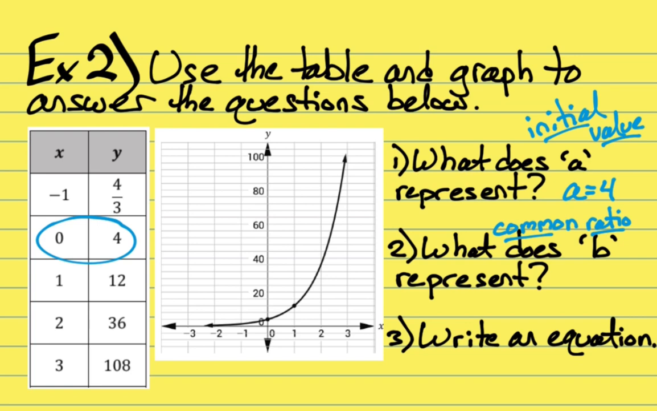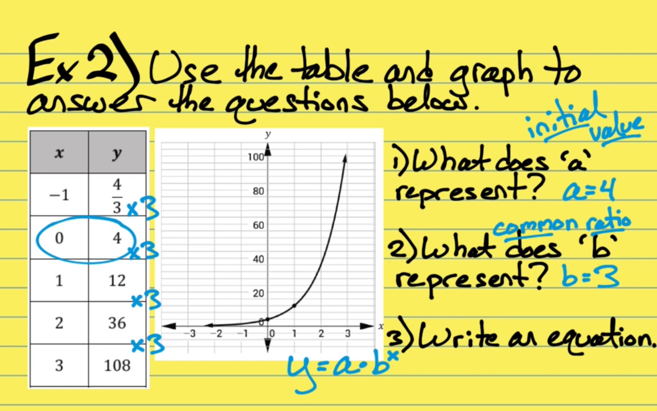Number 2 asks you for the meaning of B, which is the common ratio. That's the number that takes you from one output value to the next by multiplying. And we can see in the table to the left that from 4 to 12 and then from 12 to 36, we are multiplying by 3. That's the pattern, which is how we will now know that B is equal to 3.